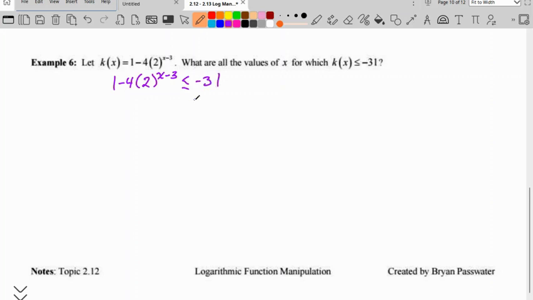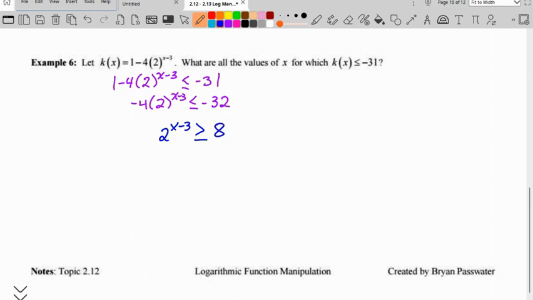We remember that if you multiply or divide both sides of an inequality by a negative, you have to flip the sign. So we're just keeping that rule in mind before we get started. So I'm going to subtract 1 from both sides. That gives me -4 times 2 to the x minus 3 is less than or equal to -32. Next step, I'm going to divide both sides by a -4. So that means I have to flip the inequality sign. So that's going to give me 2 to the x minus 3, flip that inequality sign, greater than or equal to -32 divided by -4, which is +8.